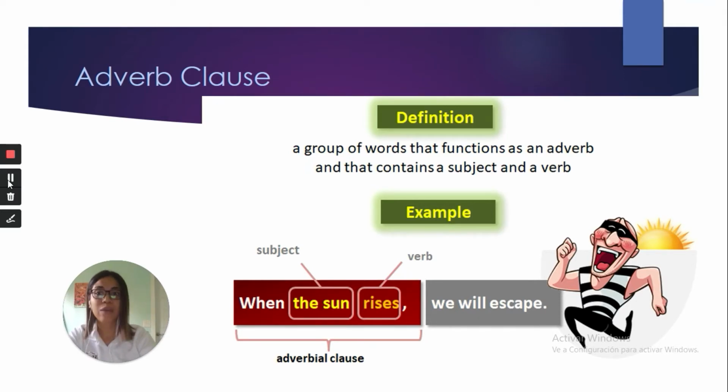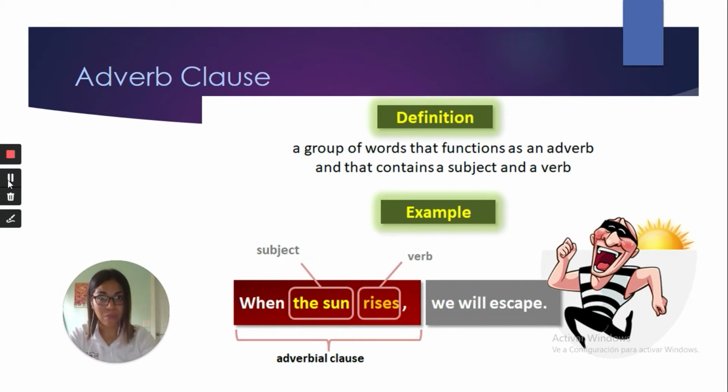So, when you want to identify an adverb clause in a sentence, you can ask yourself the W questions that we learned. For example, in this sentence that we have here on the screen, it says, when the sun rises, we will escape. Which is the adverb clause in the sentence? When the sun rises. Why? Because this is answering the question of when. So this is the adverb clause, when the sun rises.